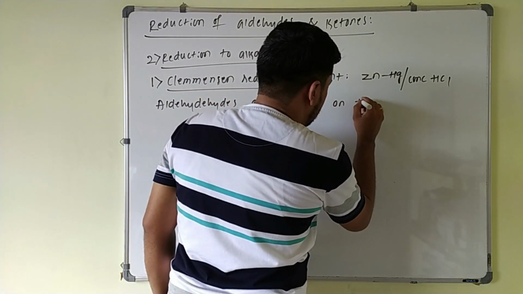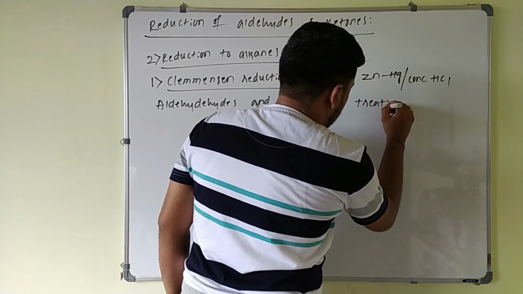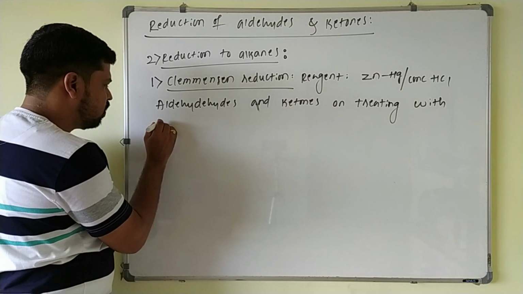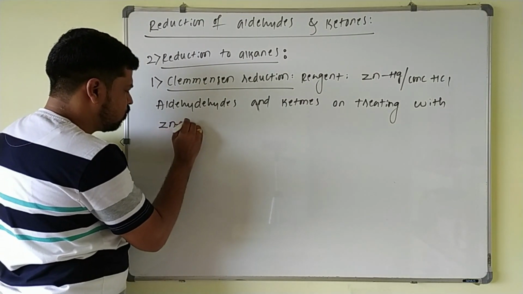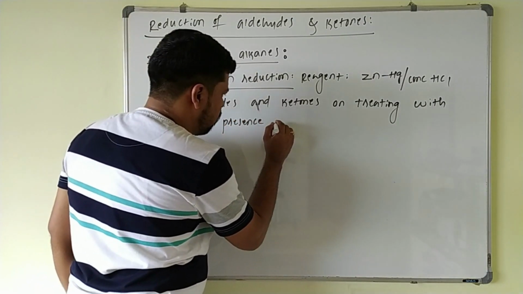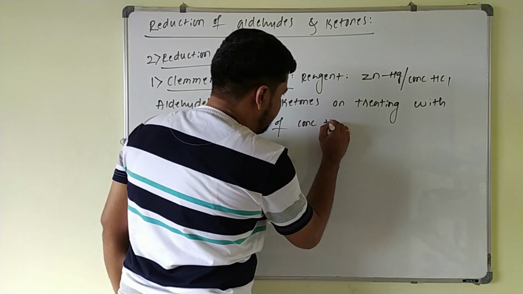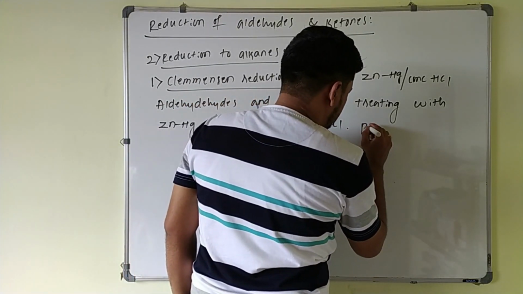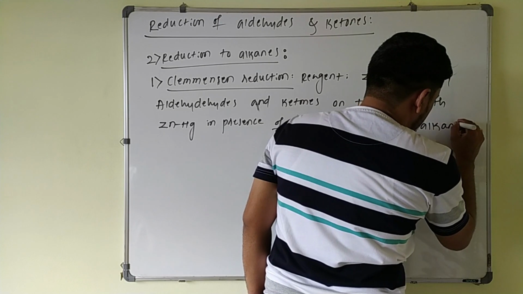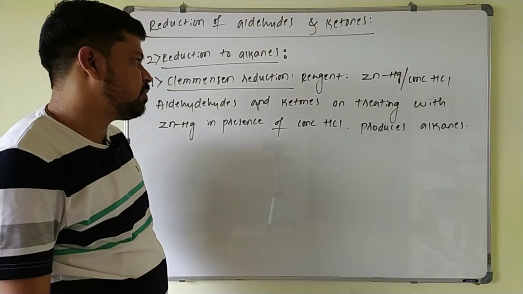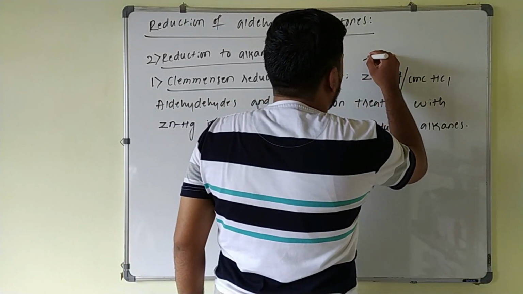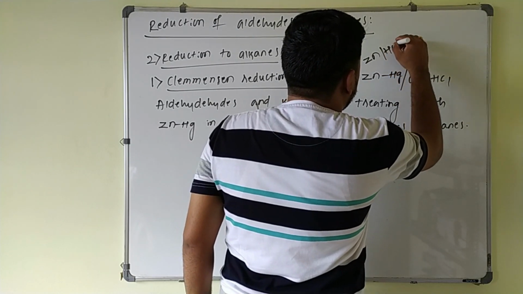Aldehydes and ketones on treating with zinc amalgam in presence of concentrated HCl produce alkanes. Both aldehydes and the ketones, they are reduced to what? Alkanes, just by treating with zinc amalgam in presence of concentrated HCl. Already we know that any metal with the proton containing acid is what? A reducing agent. Zinc in presence of HCl it is.